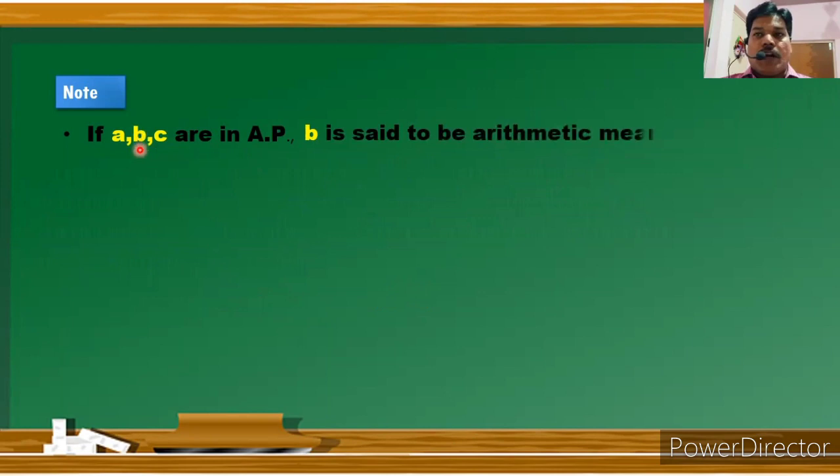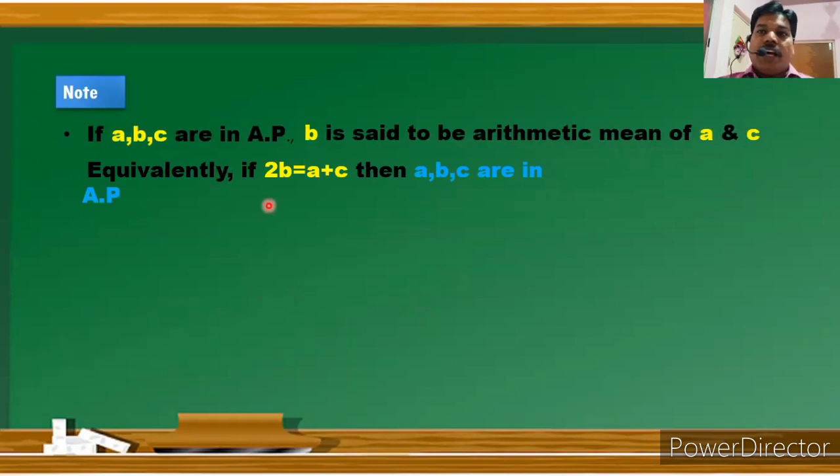See students, see some note points. If A, B, C, three numbers we have taken, if A, B, C are in AP, then automatically B is called the arithmetic mean of A and C. If you take any three numbers A, B, C, if the three numbers are in AP, then automatically B is called the arithmetic mean of A and C. And also we can take it as 2b is equal to a plus c. If 2b is equal to a plus c, then we can say that a, b, c are in AP.